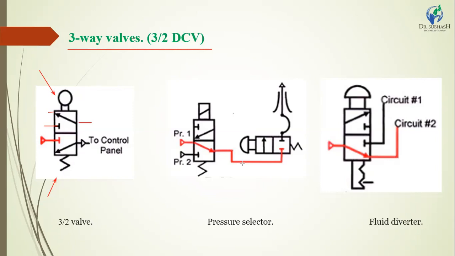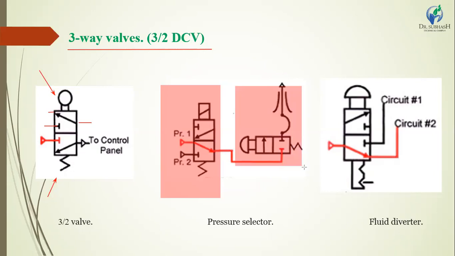Here, using a 3 by 2 valve with a 2 by 2 valve, two direction control valves 3 by 2 and 2 by 2, is called a pressure selector. We sometimes require different pressures in a hydraulic circuit, so we have to use a number of direction control valves as per the requirement of users.